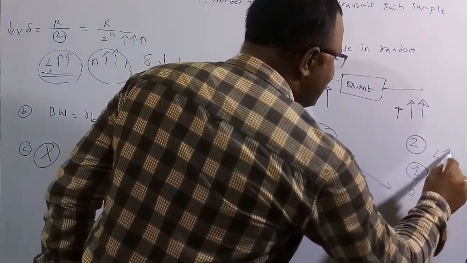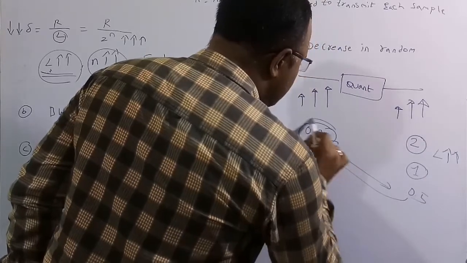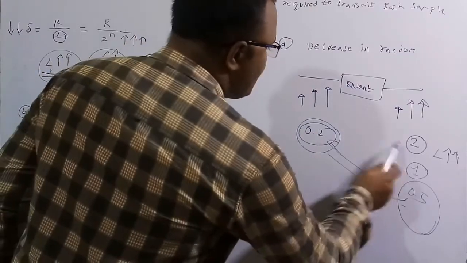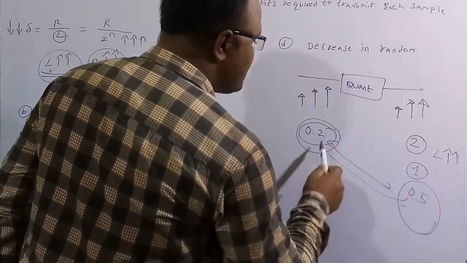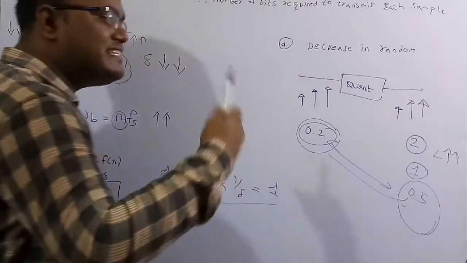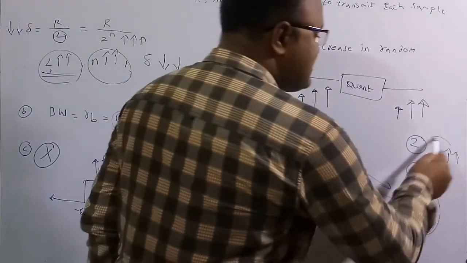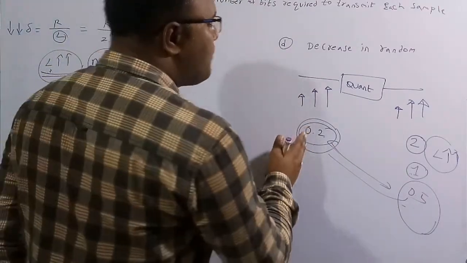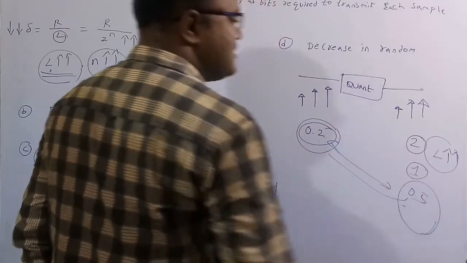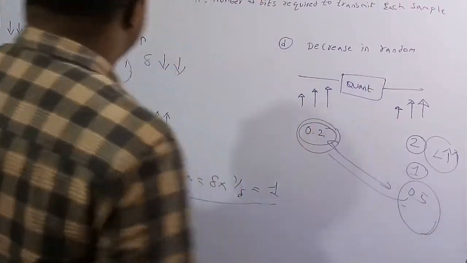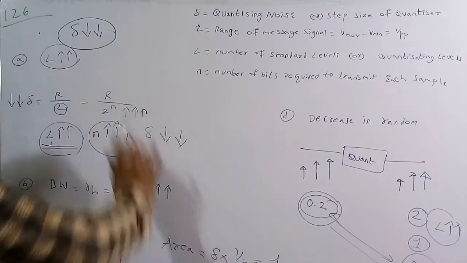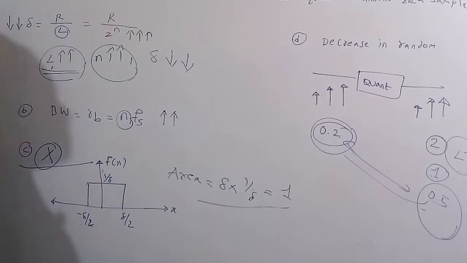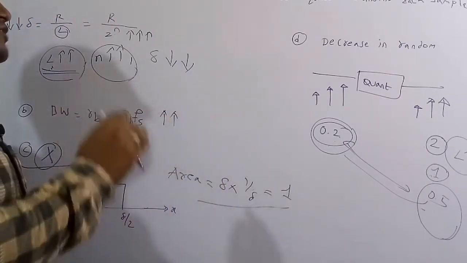As L increases, the difference between the actual value of the signal and the quantized value decreases. 2 minus 0.2 is greater, 1 minus 0.2 is lesser, and 0.5 minus 0.2 is even lesser. So as the levels increase, we can approximate the actual signal into a quantized signal more accurately. All this happens whenever the quantizing noise power decreases. The only thing which will not happen is a decrease in the channel noise, which will always be constant.